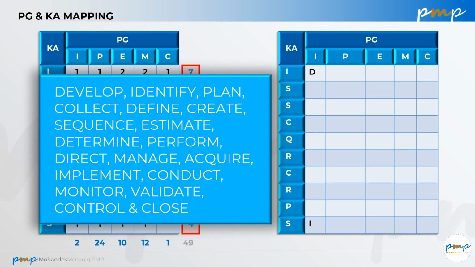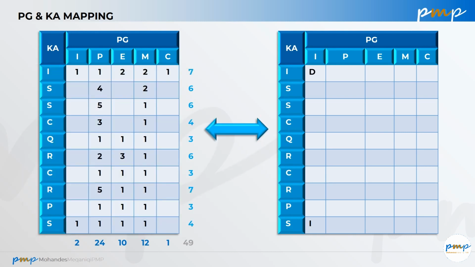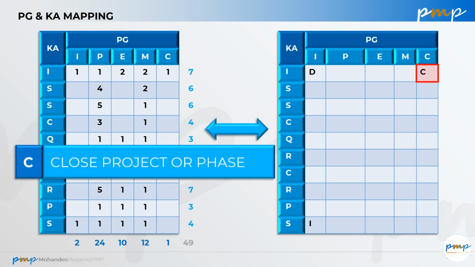Okay, let's move on to closing. I know planning comes next, but we're just going to do closing because this is a really easy one. There's only one process in closing. For closing, you just need to remember you're closing down a project. It is close project or phase. We just put C here.